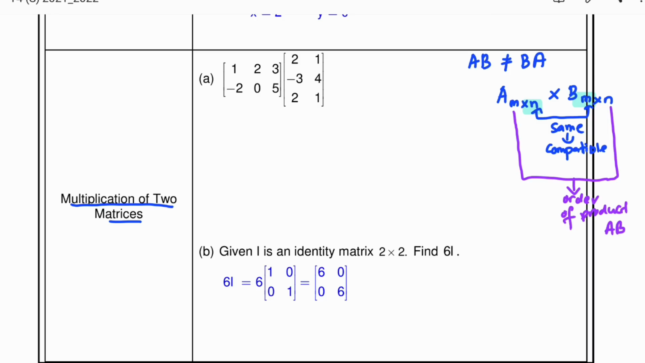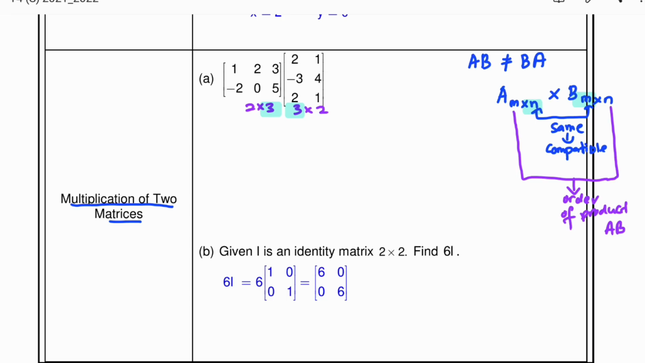For example A, the order of the first matrix is 2 by 3. It has 2 rows, 3 columns. And the order of the second matrix is 3 by 2. So let's check the compatibility. These two values must be the same numbers.